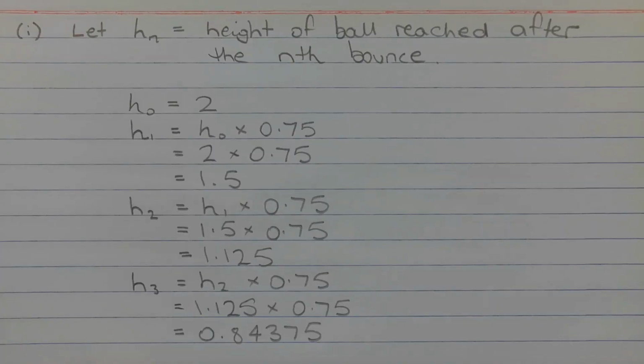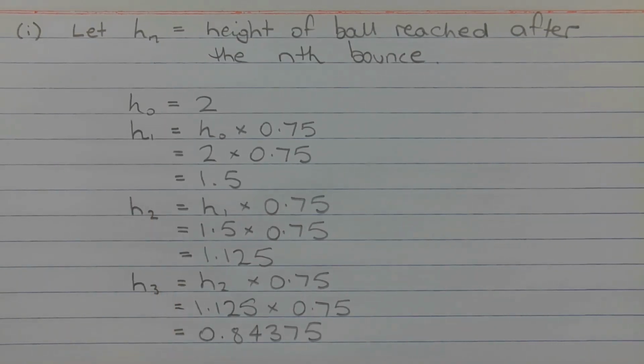We can model this situation using a recurrence relation. So that's applying the same operation to a previous result to get the current result. So let Hn equal the maximum height of the ball reached after the nth bounce. Before the ball bounces, initially h0 is equal to 2 meters above the ground. So h1, which is the maximum height of the ball reached after the first bounce, is equal to h0 times 0.75 or 75%. Now h0 is equal to 2, so h1 is equal to 2 times 0.75, which equals 1.5.